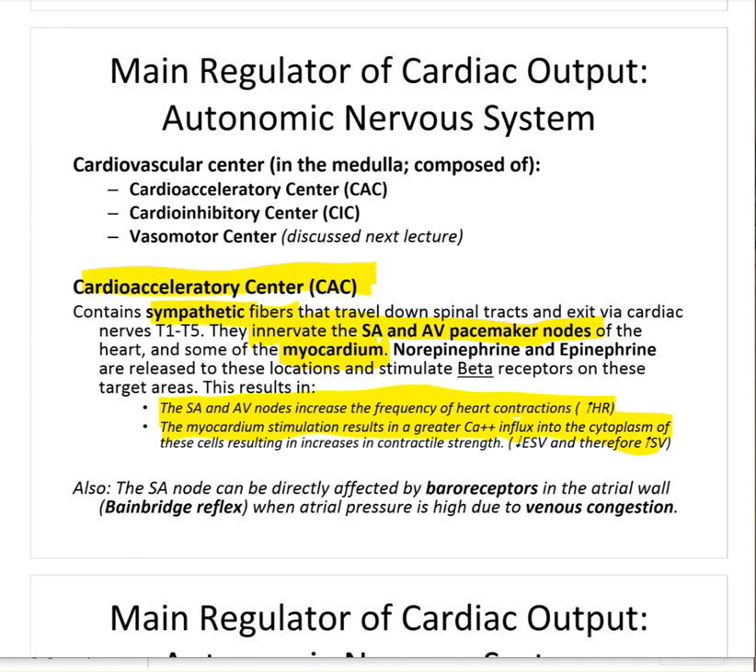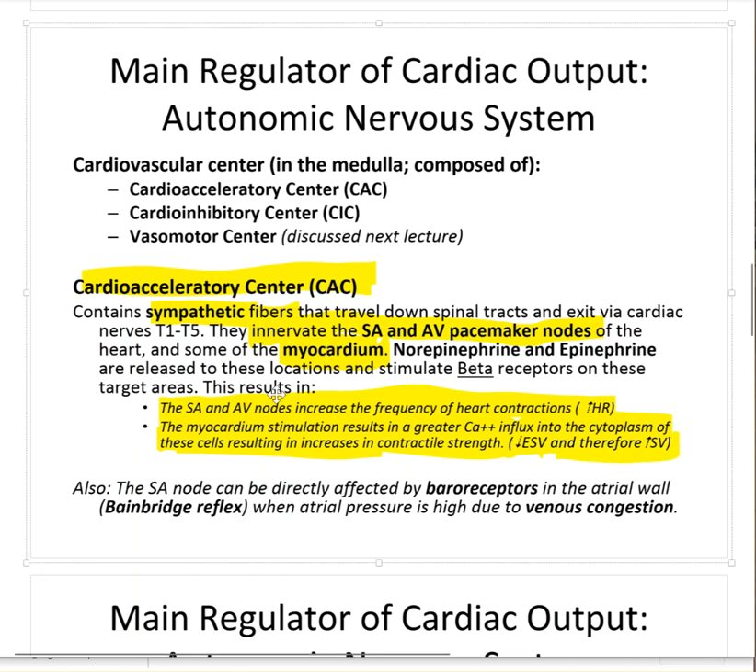If we stimulate the myocardium, the muscle itself, we'll get more calcium influx into the cytoplasm, and that's going to result in a greater contractile strength. Think about why. That'll allow more actin and myosin cross bridges to form, and that means we can get more contraction. And so if we get more contraction, our ESV will go down. The amount of blood that's remaining in the ventricle will go down because we're going to contract more. And so if we contract more strongly, then stroke volume will go up.